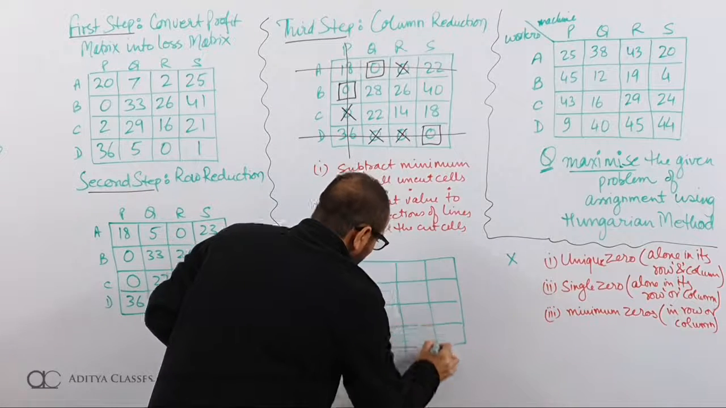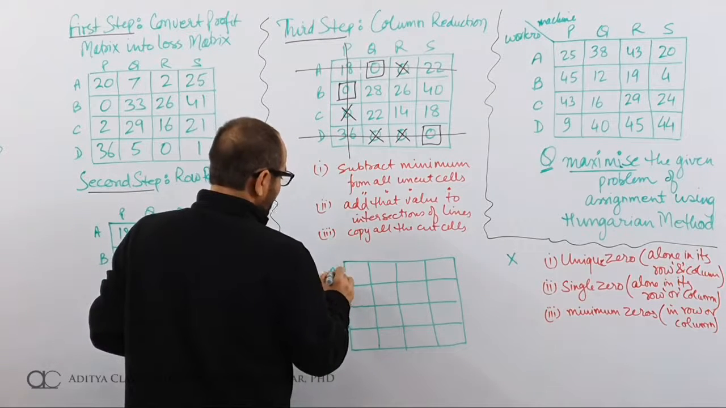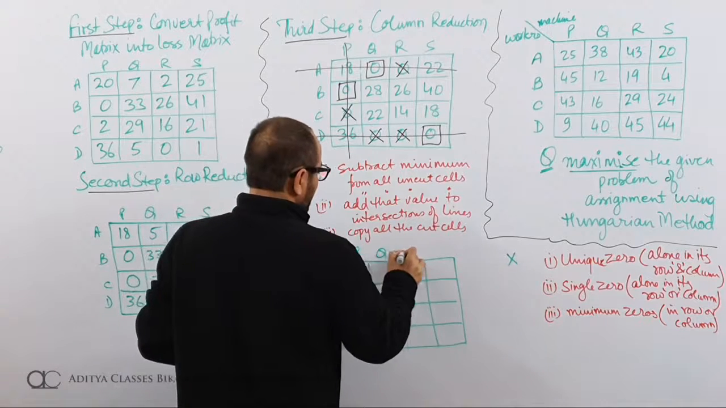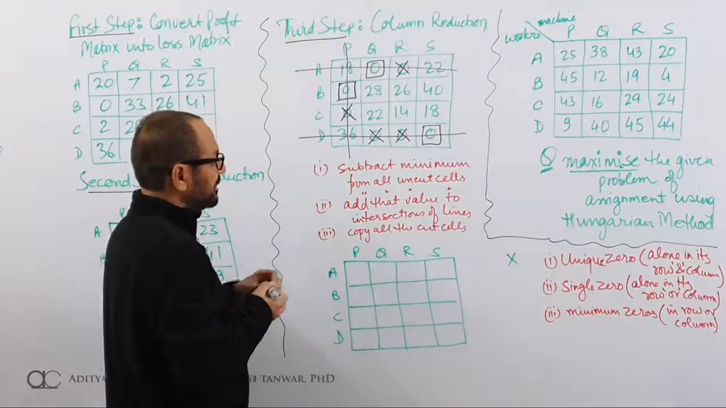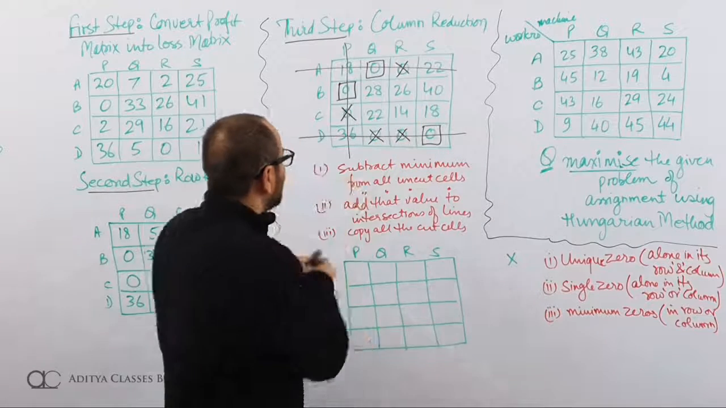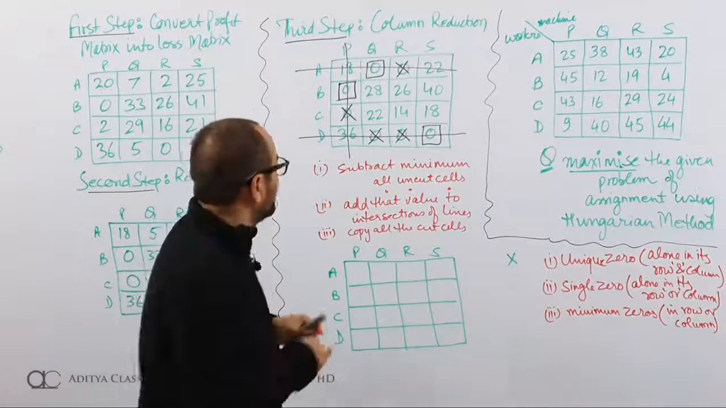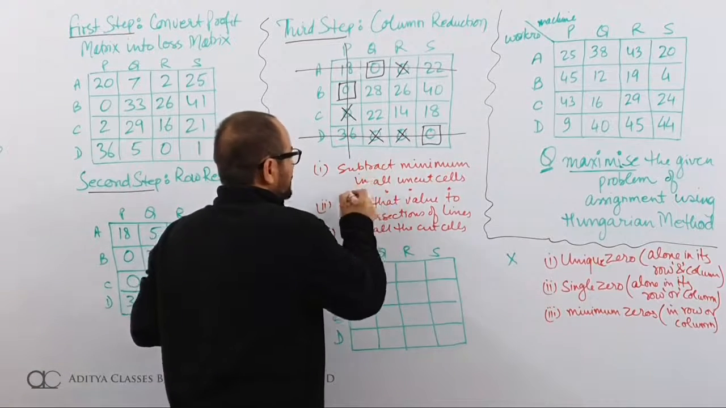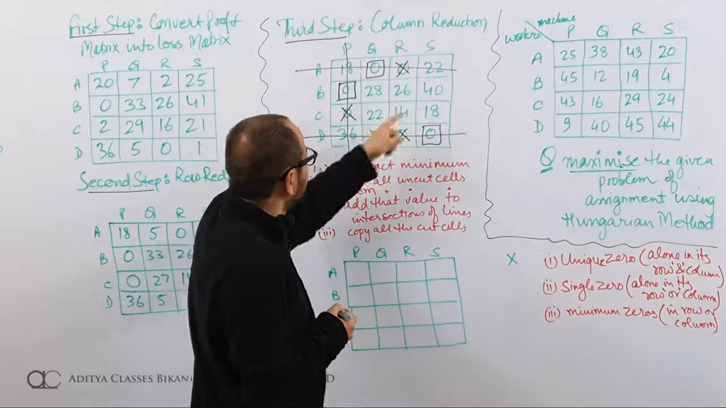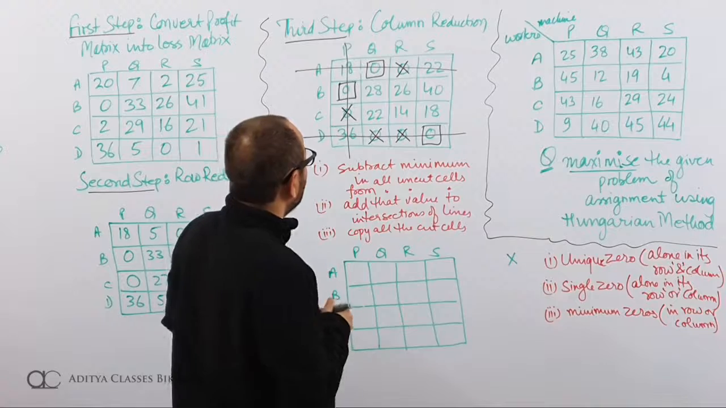We have another detailed video. The previous video was on degeneracy. So if you have any doubts regarding degeneracy, you can check out that video. Now the rules are subtract minimum in all uncut cells from all uncut cells. Minimum in all uncut cells is 14. So we will be subtracting 14 from all.